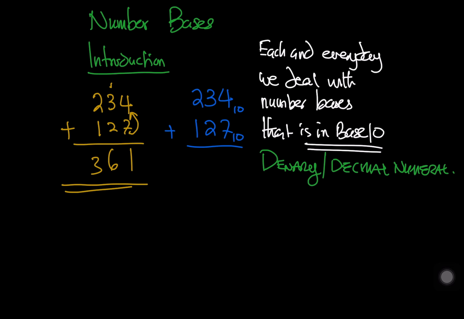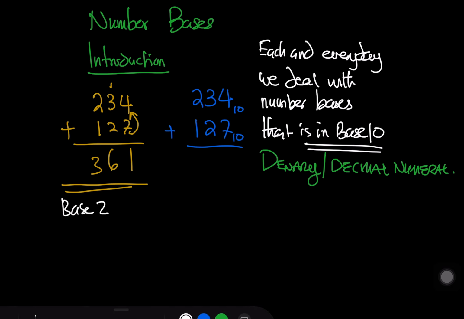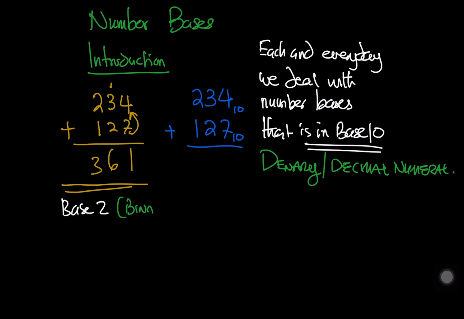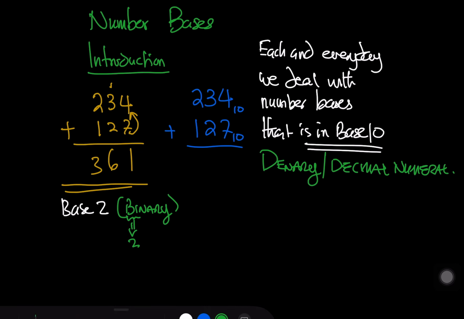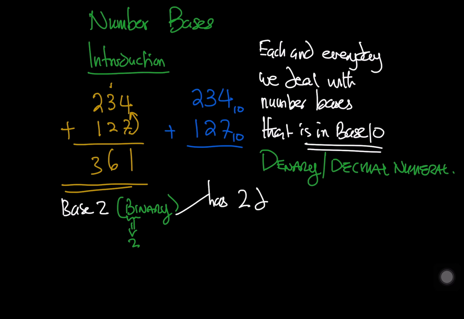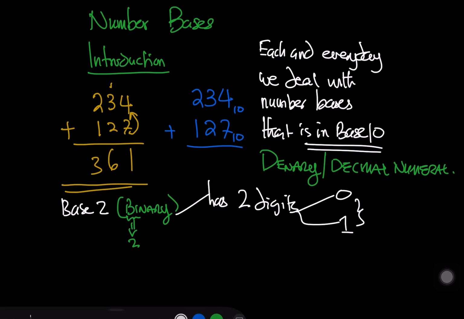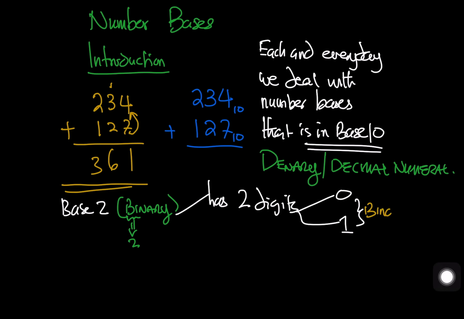So base 2 is known as binary because it has 2 digits. So if we talk about anything in base 2, then it's known as binary. Bi means 2. So if we're dealing with anything that is binary, that's base 2, it means it has 2 digits, and one is 0, then the other is 1. So these are binary digits, 0 and 1.